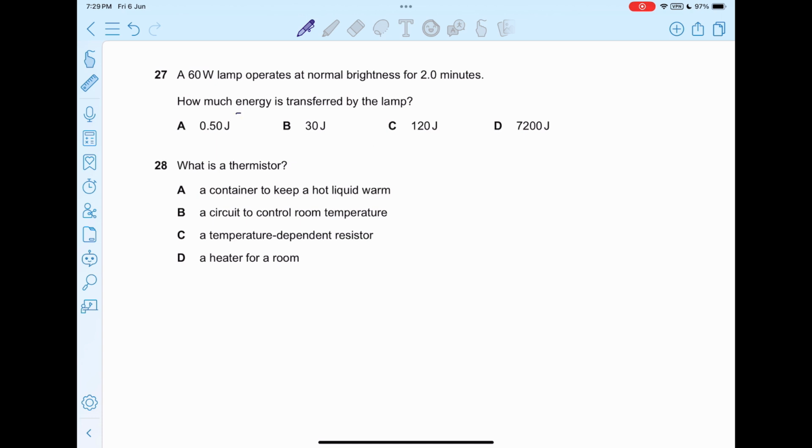Number 27, a 60-watt lamp operates at normal brightness for 2 minutes. How much energy is transferred by the lamp? So we use the power is equal to energy by time formula. So E is equal to 60 into 2 into 60, 2 into 60 because we have to convert the minutes to seconds. And so the final energy should be D, 7,200 joules.